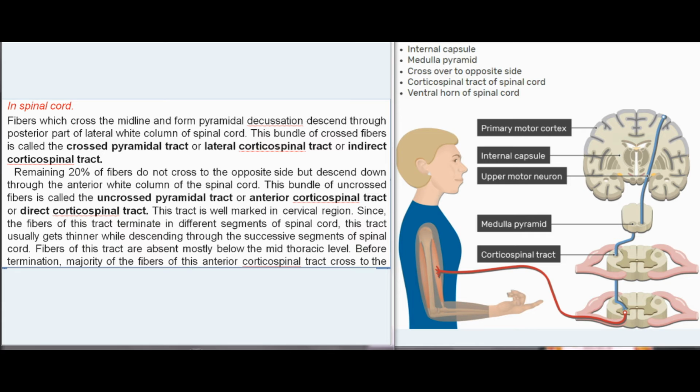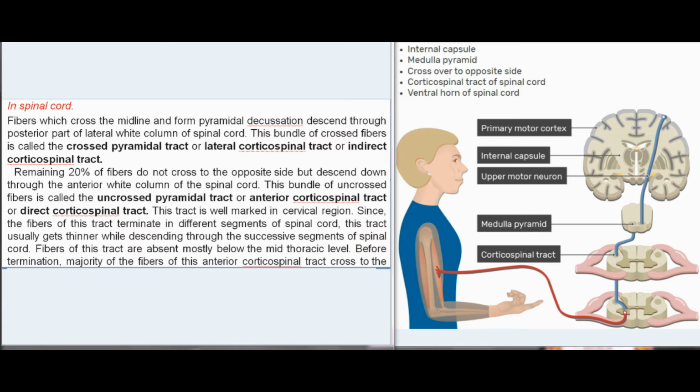Remaining 20% of fibers do not cross to the opposite side but descend down through the anterior white column of the spinal cord. This bundle of uncrossed fibers is called the uncrossed pyramidal tract or anterior corticospinal tract or direct corticospinal tract. This tract is well marked in cervical region.